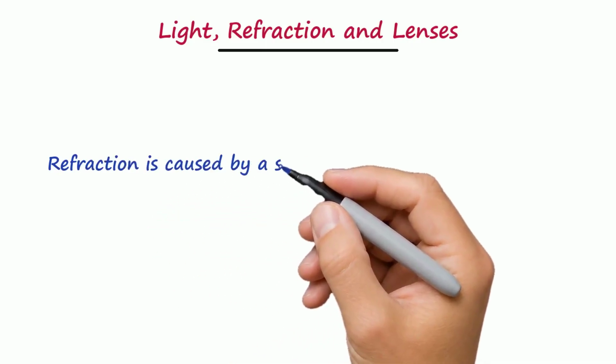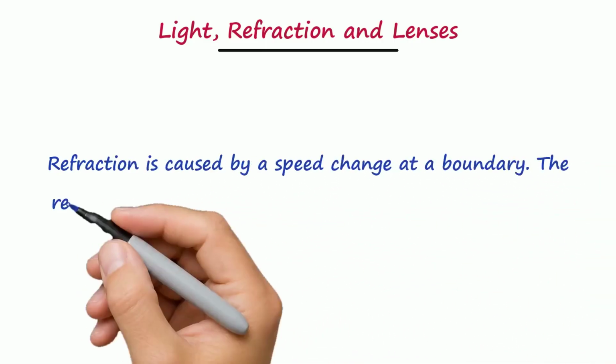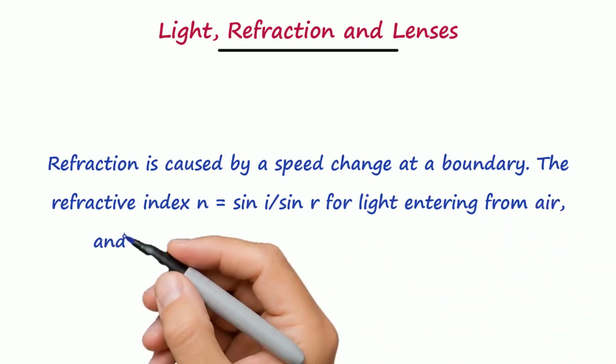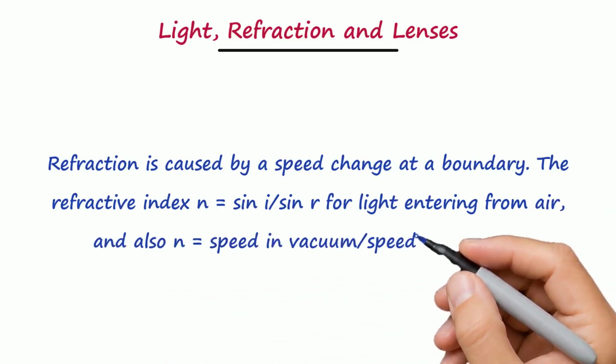Refraction is caused by a speed change at a boundary. The refractive index n equals sin i over sin r for light entering from air, and also n equals speed in vacuum over speed in medium.